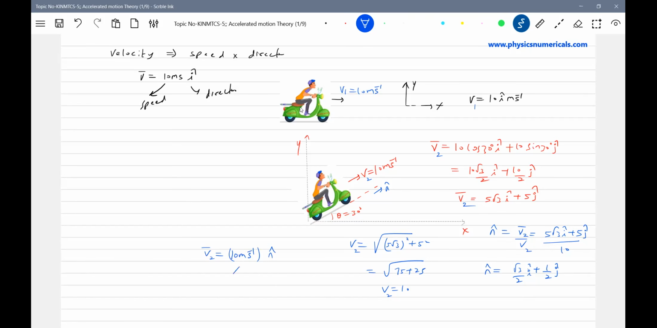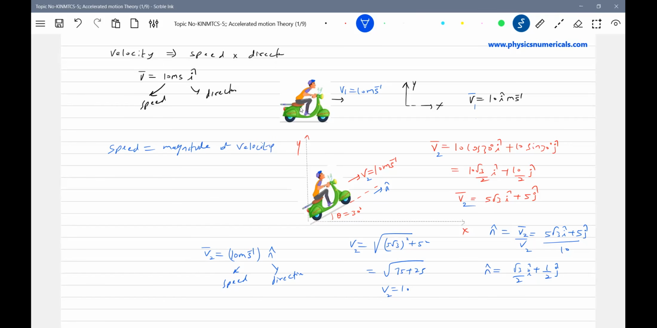Getting this? So this part will indicate speed. This will indicate the direction. If it is moving along a straight line, it's very simple. If it is moving in a plane, then we express the velocity of the bike by this one. So in general, the velocity of a bike will have magnitude as well as direction. The magnitude is nothing but the speed. So how do you define speed? Magnitude of velocity.